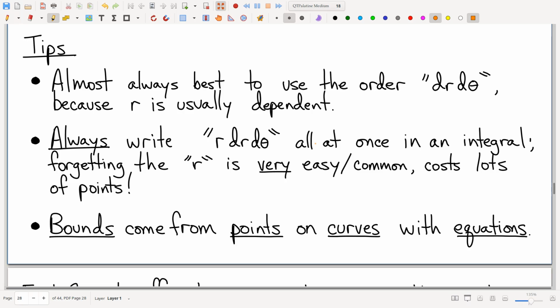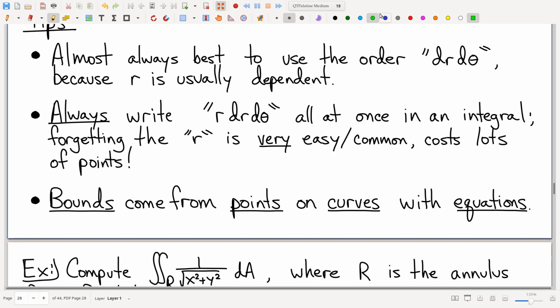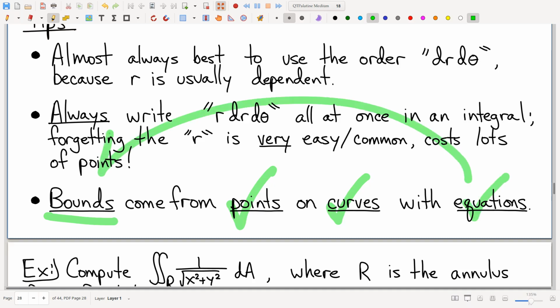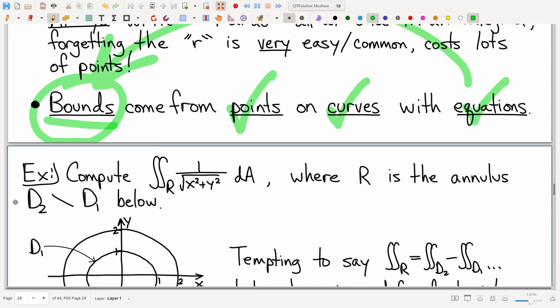Okay. Lastly, this point right here, we've made this point a million times. If you want to know what your bounds are, recognize each bound comes from a particular point. Identify the point. Notice that point is going to be on a certain curve. Identify that curve. That curve is going to have an equation. Write down that equation, and then in that equation, solve for the bound that you want.